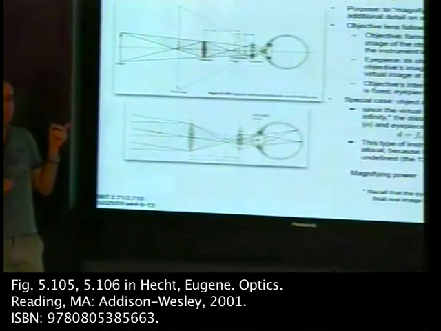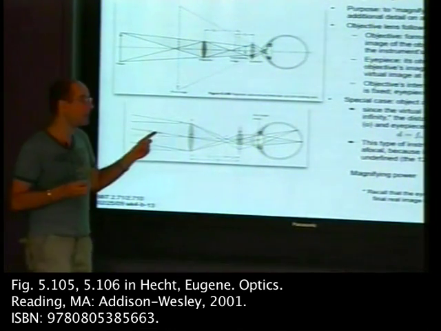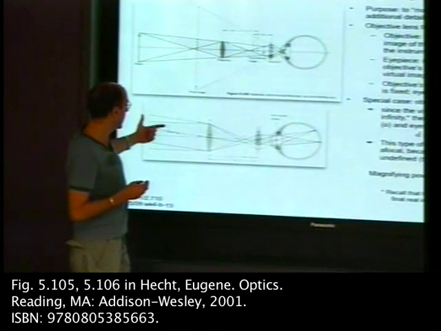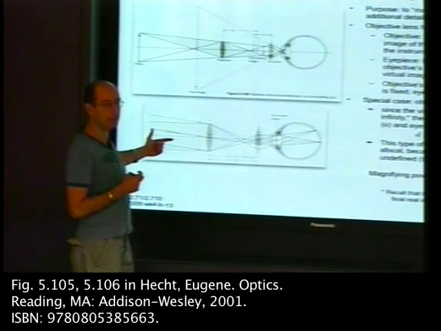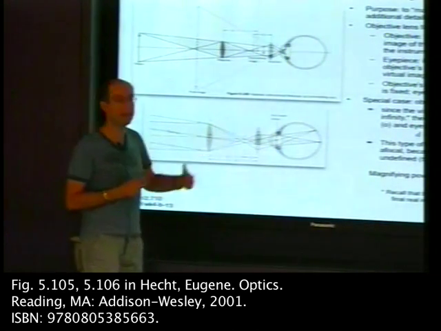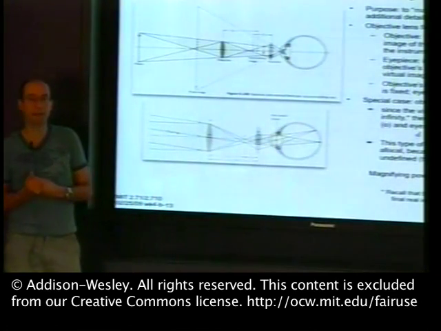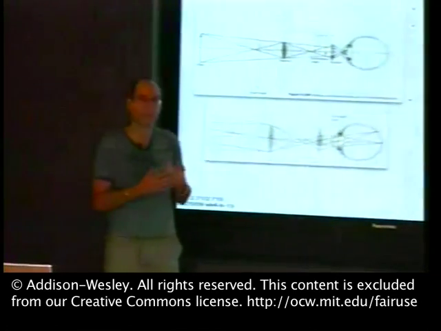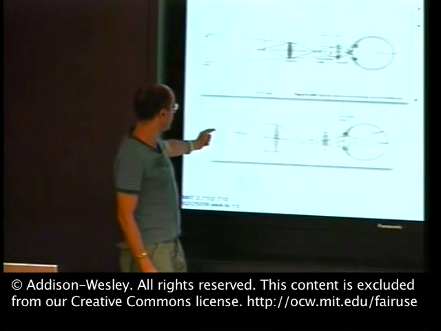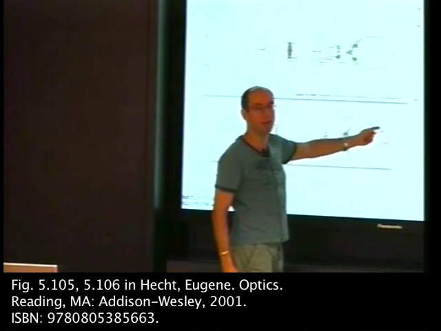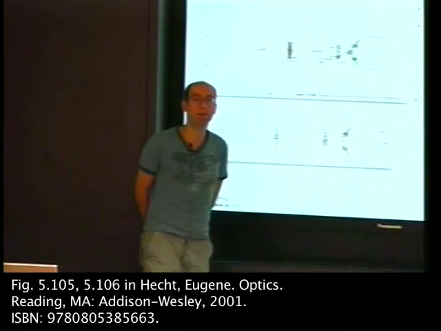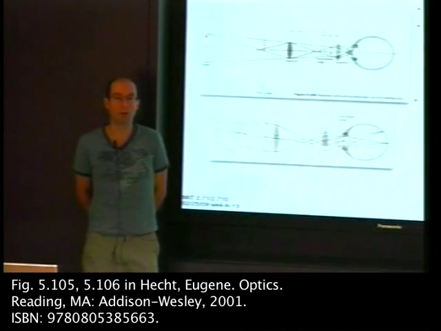However, it does have magnifying power. What a telescope does in this case, the angle between a chief ray and the axis, the telescope magnifies this angle. And this is now by definition the magnification of the telescope. And you can see that by virtue of magnifying this angle, the telescope also magnifies the final real image that will be produced on the retina.